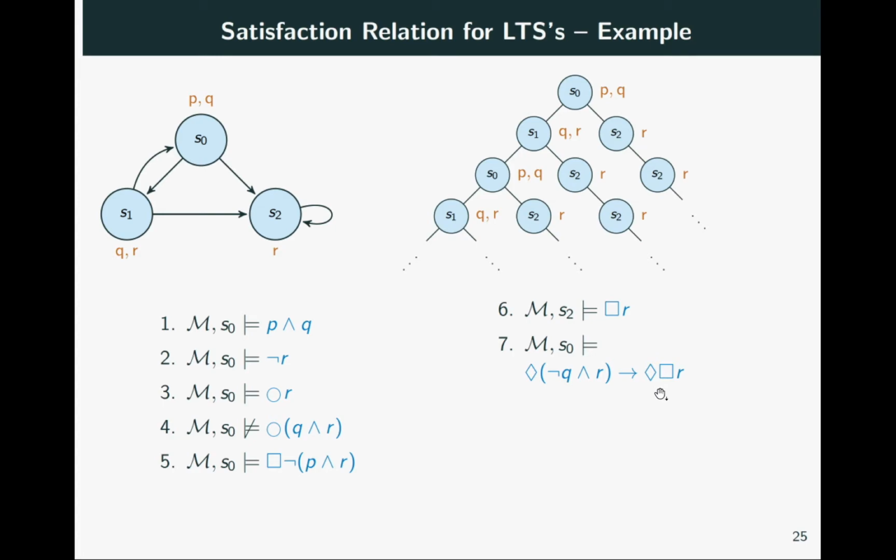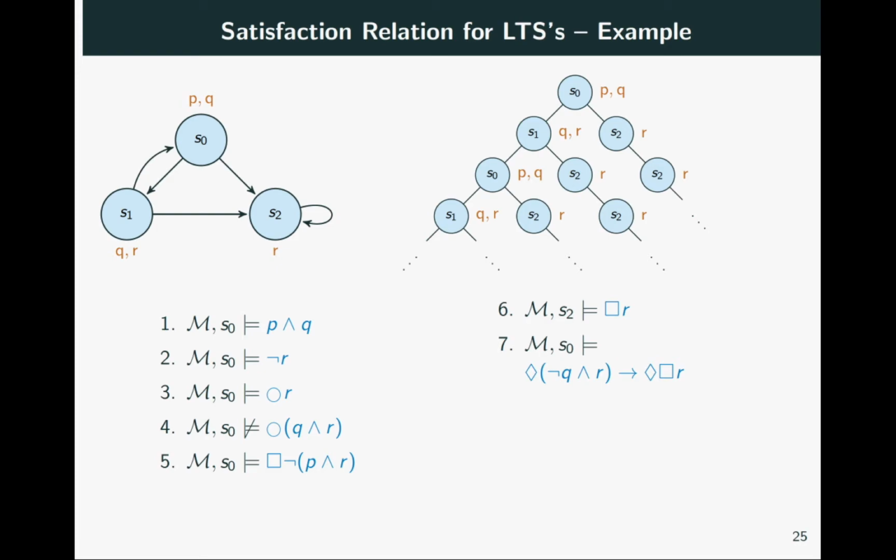By the semantics of implies, what we need to do is assume that our path satisfies eventually not Q and R, and we must prove that it also satisfies eventually always R. So let's consider such a path, starting in S0 and satisfying eventually not Q and R. We can see that this path must reach a state that satisfies not Q and R, right? By the semantics of eventually. That is, it must reach a state that satisfies R but does not satisfy Q.